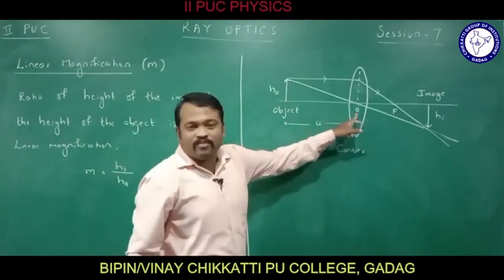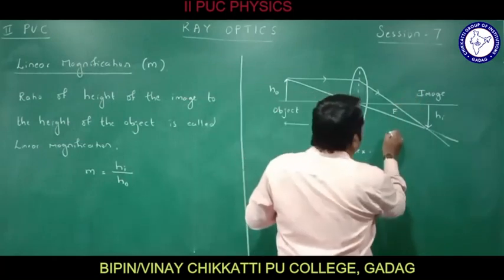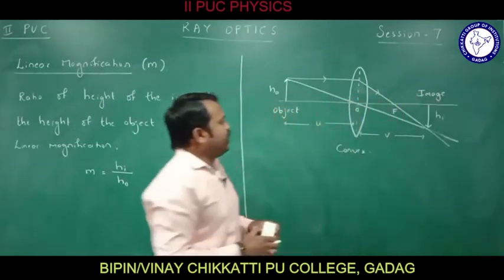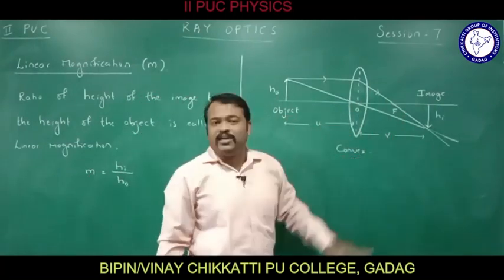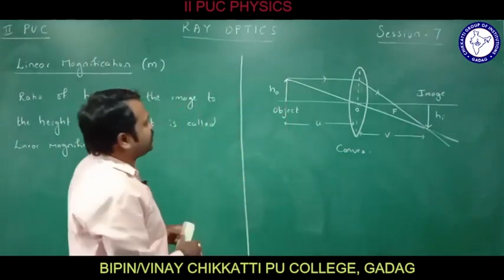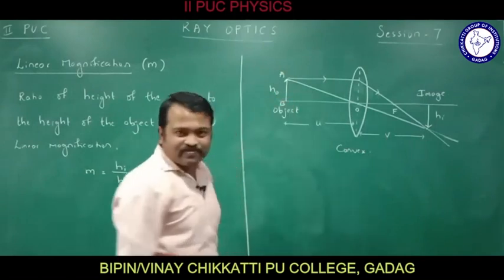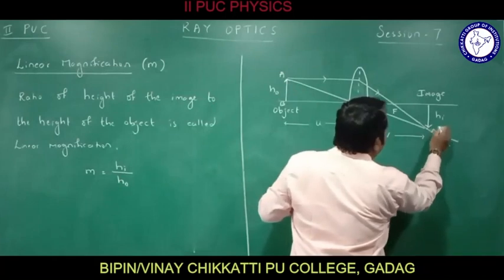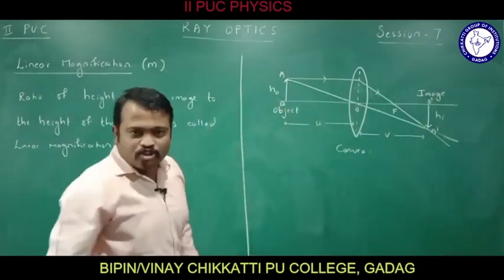Distances are always measured from the optic center. So this is the object distance and this is the image distance. The image is here and we need to measure the distance from the optic center. So v is the image distance. Now, let me name them. AB is the object. The image, let me take it as A dash B dash. A dash B dash is the image.